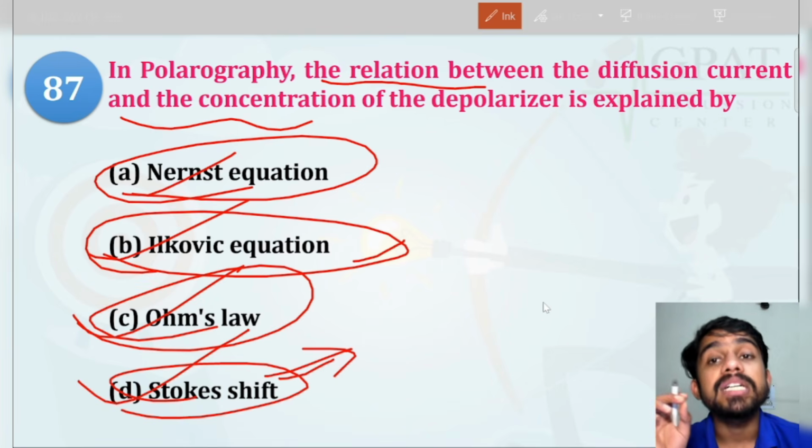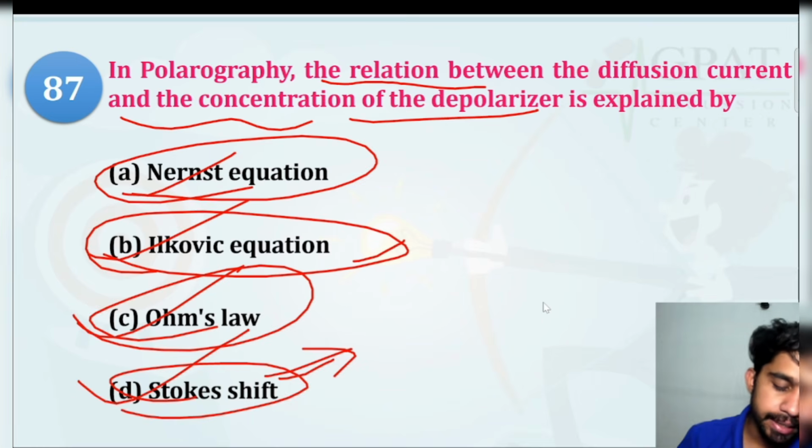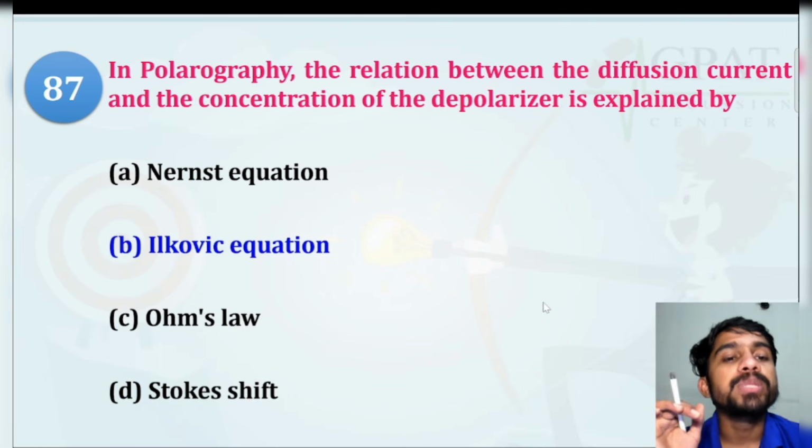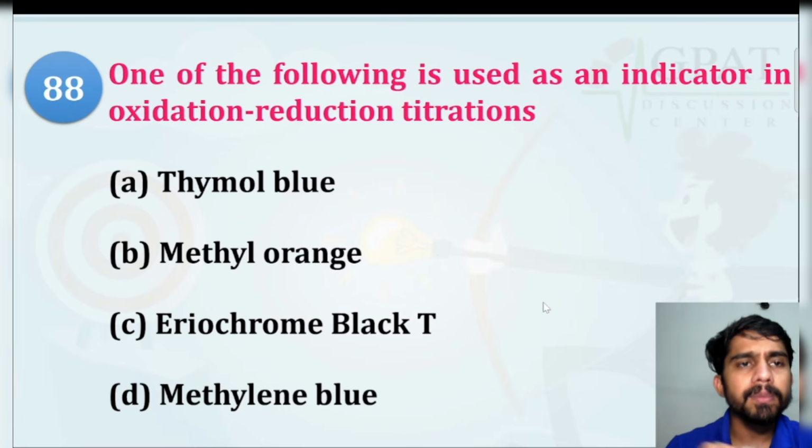The Ilkovic equation gives us the relation between the diffusion current and the concentration of the depolarizer. So the correct answer for this question is option B, the Ilkovic equation. Simple. The next question.